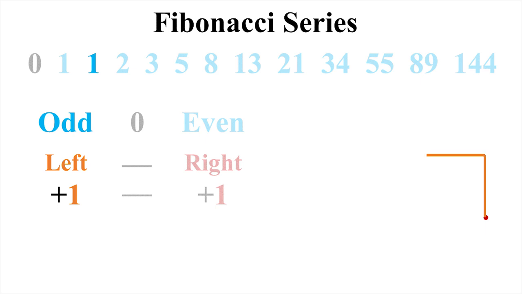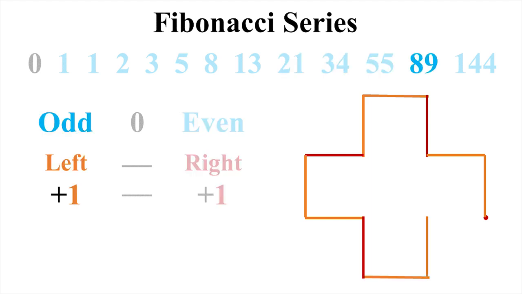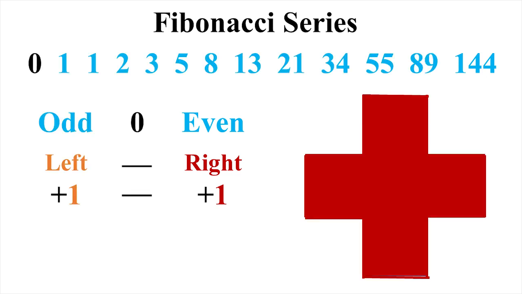The next number is 1. We turn to the left and go 1 unit. The next number is 2. 2 is even, so we turn to the right and go 1 unit. Next number is 3. It's odd, to the left, 1 unit. 5, left, 1 unit. 8 is even, to the right. 13 is odd. 21 is odd. 34 is even, so we turn right. 55 odd. 89 odd. 144 is even. We turn right. 1 unit. We form a cross. Beautiful picture.